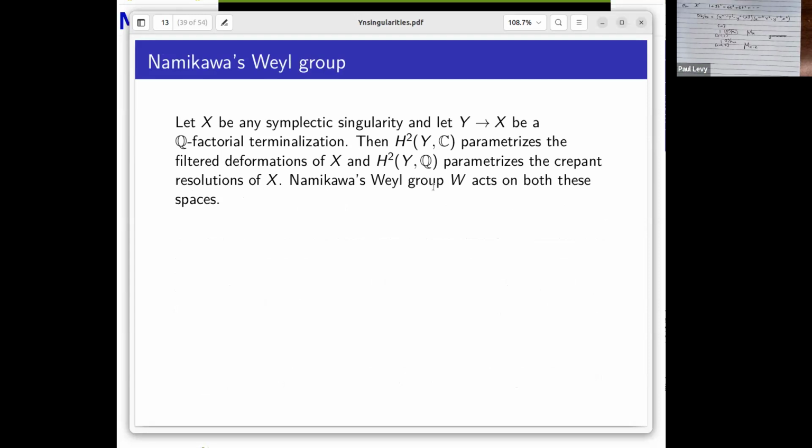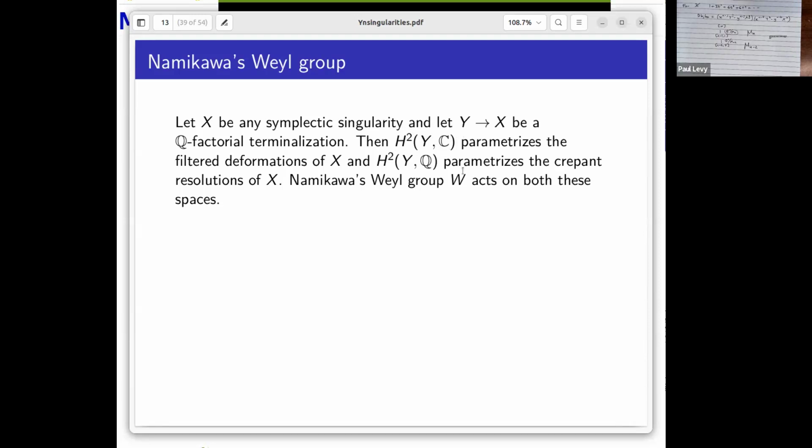Okay, so Namikawa's Weyl group. Any symplectic singularity has a nice space parameterizing the deformations, and a very similar nice space parameterizing the resolutions. It's the second cohomology. When you're dealing with a quotient singularity by a finite group, this is also the C in the construction of the symplectic reflection algebra. I'm going to come back to the possible deformations and resolutions in a moment.